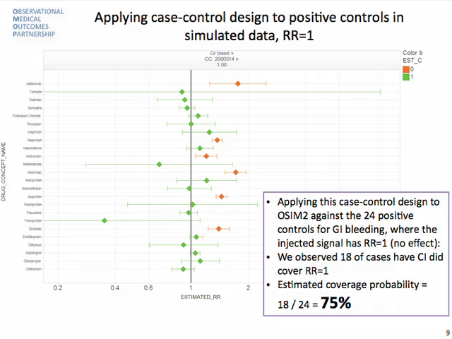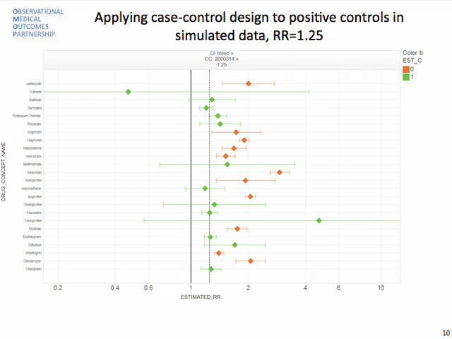So the nominal effect is actually a relative risk of 1. And what you can actually observe here is that the coverage probability, it's not 95%, it's not too bad. In simulation, that case control design, when applied for GI bleed, had an estimated coverage probability of 75%. Specifically, there was 6 of these effects that produced statistically significant relationships, even though none such is there in the simulation. So here's what happens when we inject a relative risk of 1.25.